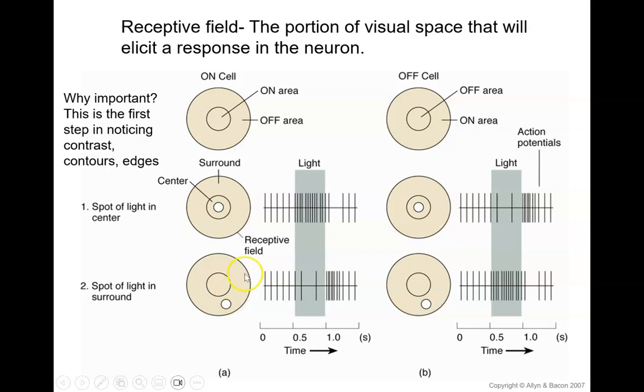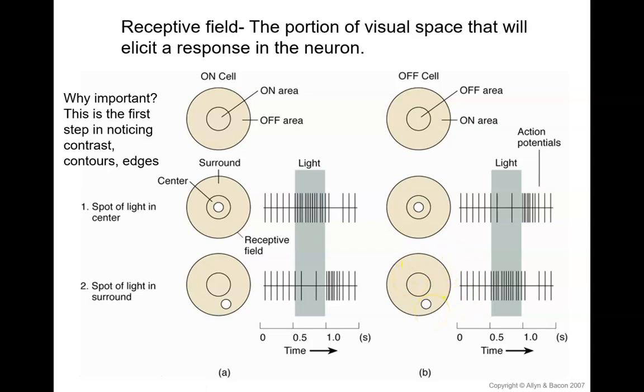But if I shine light in an off area, that actually has the effect of inhibiting the cell. You actually see less firing than at rest. And we see the reverse with an off cell. I actually get inhibition when I shine light in the center, and I get greater firing when I shine light in what is called the surround.